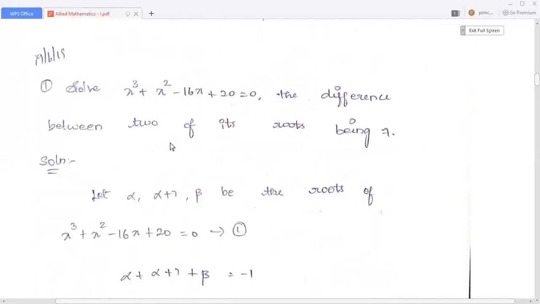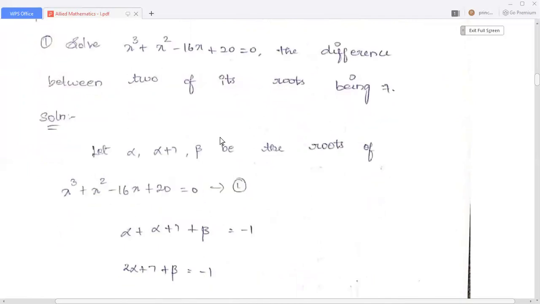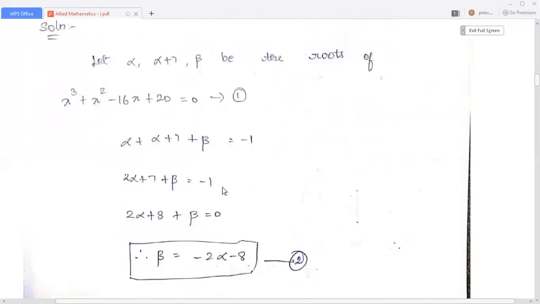Right. Next problem. Solve the equation x cube plus x square minus 16x plus 20 equal to 0, the difference between two of its roots being 7. So among two roots, the difference is 7. One root is alpha and the other root is alpha plus 7. Therefore, the three roots are alpha, alpha plus 7, beta. That will be the roots of equation number 1.